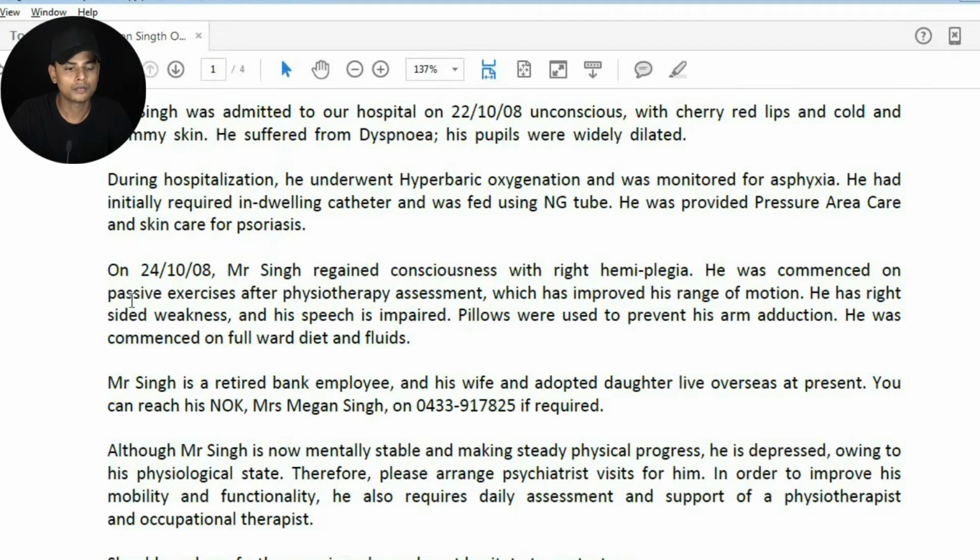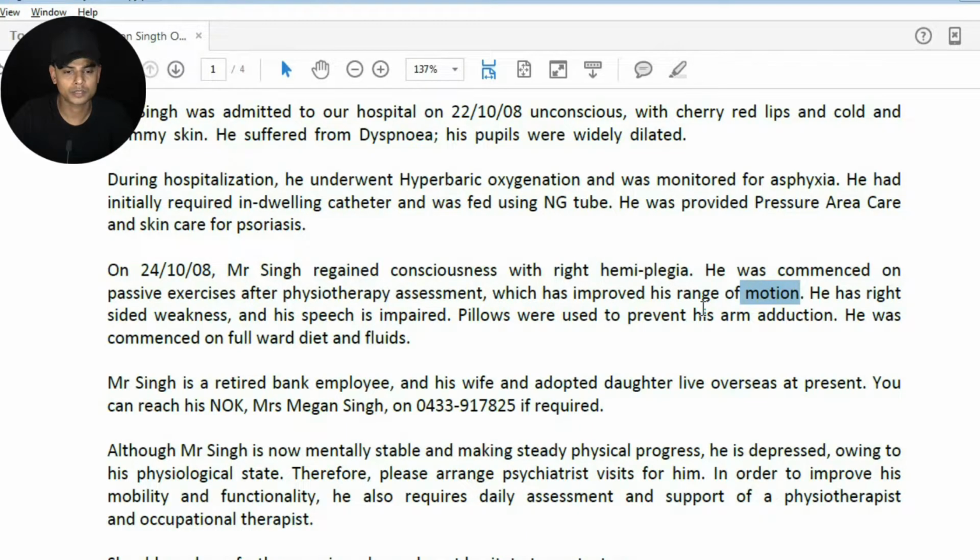given. Next paragraph, on 24th, so there was some change. Mr. Singh regained consciousness with right hemiplegia. He was commenced on passive exercises after physiotherapy assessment, which has improved his range of motion. You can see all those details were given, but we are making it concise, short.